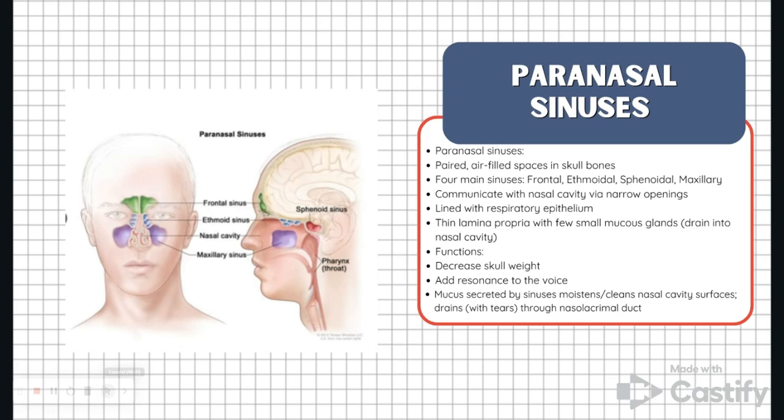For inshallah, when you guys are reviewing lab, just make sure you connect that dot here. So we said that they're paired. We have the frontal, ethmoidal, sphenoidal, and maxillary, and they communicate with the nasal cavity via narrow openings lined with respiratory epithelium, thin lamina propria with few small mucus glands drain into the nasal cavity. Okay, nothing too wild there.